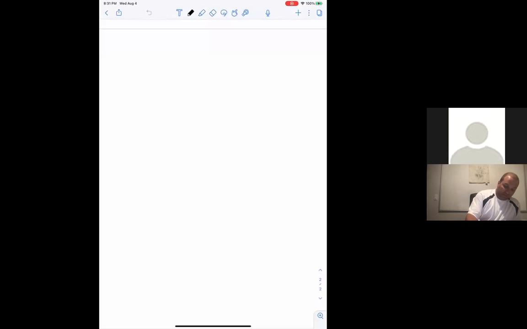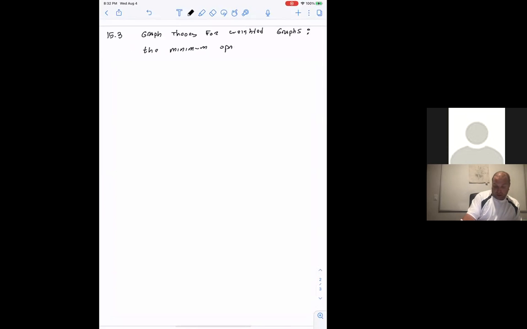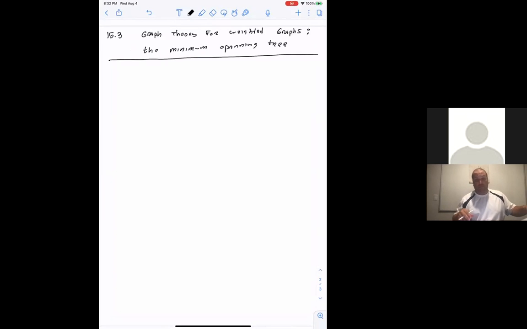Okay, so now we have a very straightforward section, 15.3, graph theory for weighted graphs. There are 3 sections on weighted graphs. This is the first one on what's called the minimum spanning tree. In order to develop what we need for the minimum spanning tree, we just need a few definitions, and then we're going to see it's pretty straightforward.